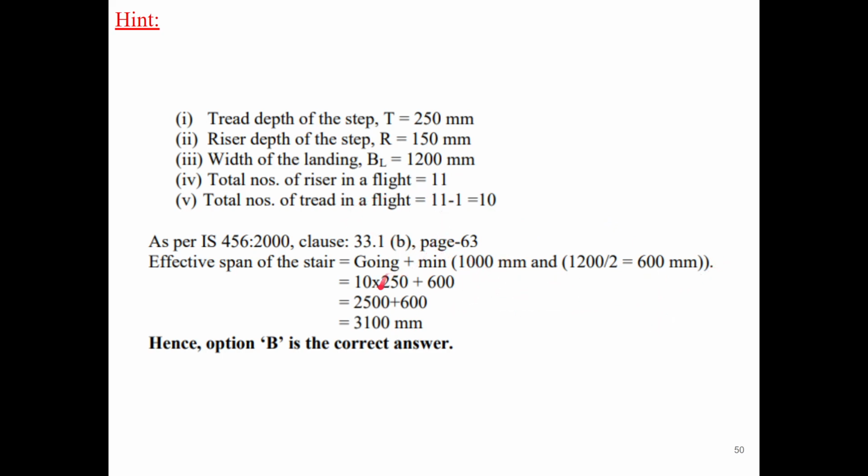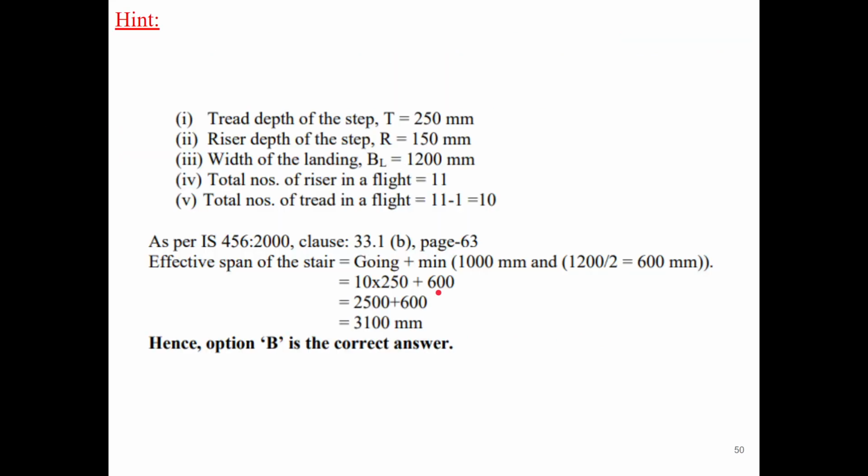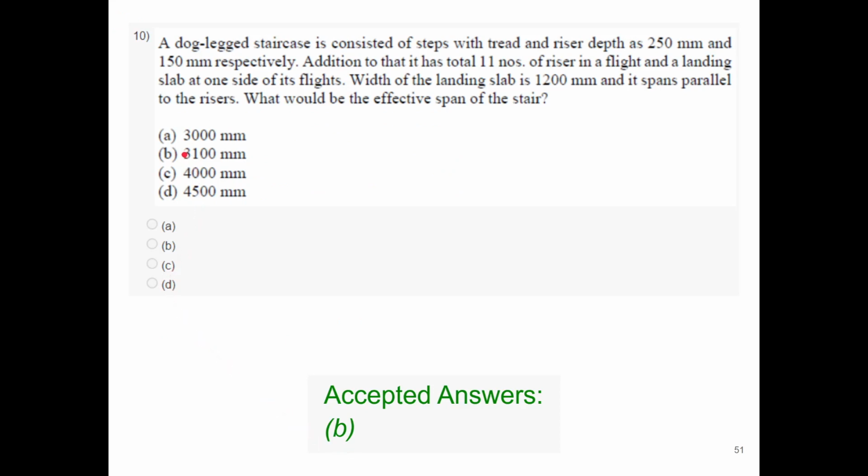So s is 2500, x is 0, y is 600. So it will be 2500 plus 0 plus 600, which is 3100 millimeter, right? If you see here, option B, 3100 millimeter, is matching. So we can say that B, 3100 millimeter, is the correct option.